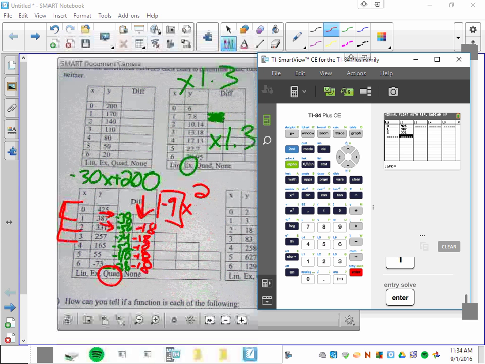Anybody having trouble putting those in? So go to Stat. Oh, you're right there. Okay, so 0, 1, and 2, and then 425, 387, and 331. Anybody else having trouble? So you need to put a 2. And then put in those 3 numbers. These 3. 425, 387, 331. Anyone else?